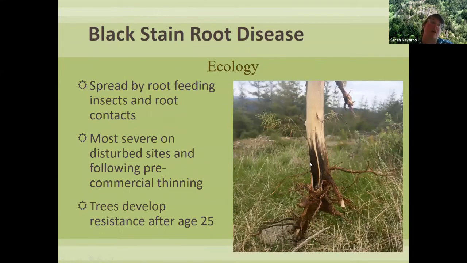And this is what it could look like in a young sapling. So you can see that almost this entire vascular system is being clogged by this fungus. So as I mentioned, it's most severe on disturbed sites and following pre-commercial thinning. But trees do develop resistance after age 25. So we really see this as a disease of younger trees.